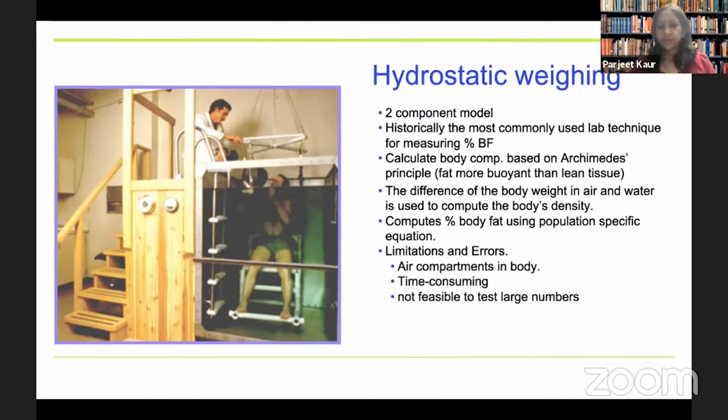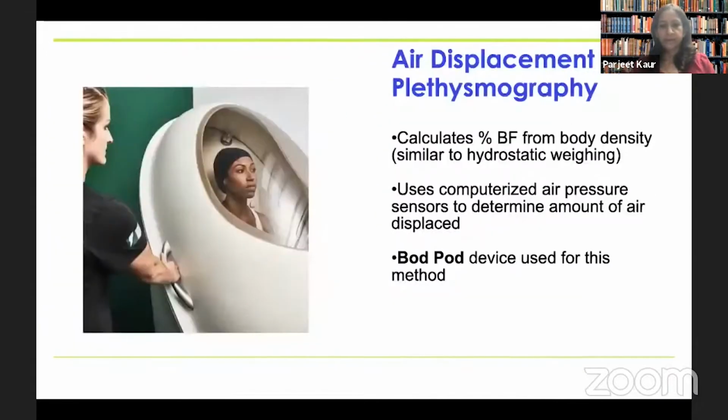So by using this equation, the percentage body fat is derived. Limitations exist because we need to take care of the air in the lungs as well. We need to subtract that. It's a time-consuming procedure, could be claustrophobic, and not feasible to test large numbers. So overall, the idea it gives is the percentage body fat, not the distribution, and it is fairly accurate. It gives the total amount of fat present in the body.